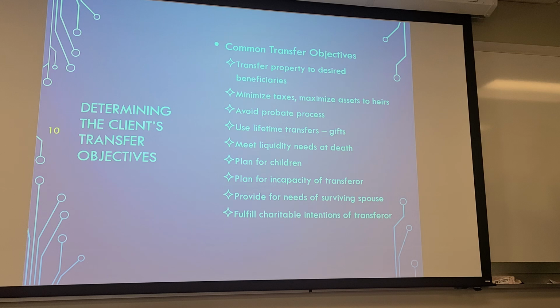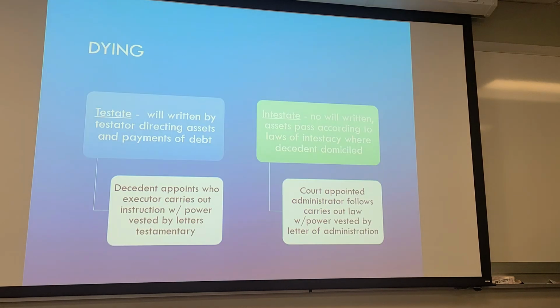So we've got these common transfer objectives, effective and efficient again. You've seen that three times now, so you're probably going to see it on the exam. When we die, if we die with a will, you can appoint a court executor. They're going to be the one that handles all my stuff and makes sure things get paid out where they're supposed to get paid out. Same exact thing for the court-appointed administrator.